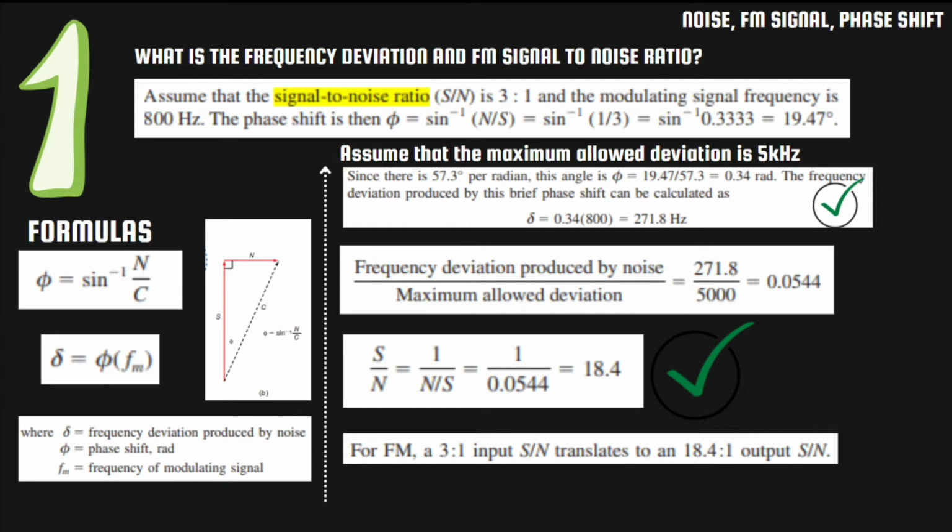So the maximum phase shift occurs when the noise and signal phasors are at a right angle to each other, as illustrated in figure 5.12b, which is here. So this angle can be computed with the arc sine or inverse sine according to the formula theta is equal to inverse sine n over c.